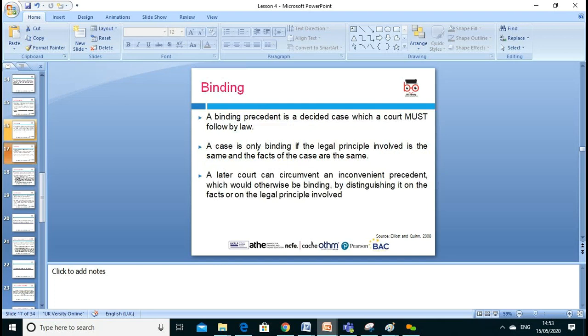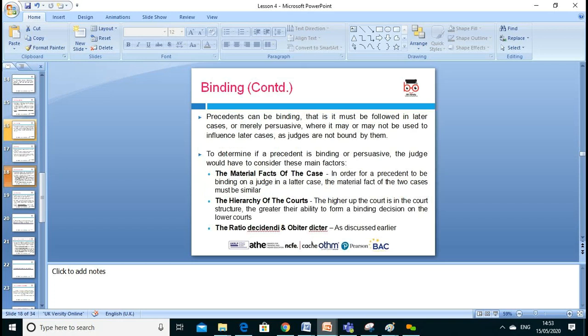Any question? Okay, next is binding. Binding is where a precedent decided in a case is one the court must follow by law. They have to follow it, yes. The case is only binding if the legal principle involved or the facts of the case are the same. A later court can distinguish an inconvenient precedent which would otherwise be binding. We can look at the facts and the legal principle involved.